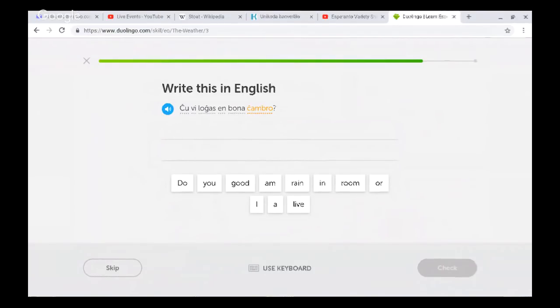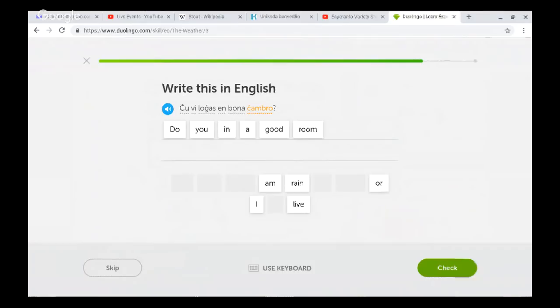Ĉu vi loĝas en bona ĉambro? Ĉu vi loĝas? All right, so now we're getting into questions. Ĉu vi loĝas? Do you live in a good room? In a good room. So what happens here? If you're not reading the tips and notes, you'll come down here and you'll see ĉu vi loĝas, and you see do you. Whoops, I made a mistake. So I gotta remove these. Do you live in a good room? In a good room.